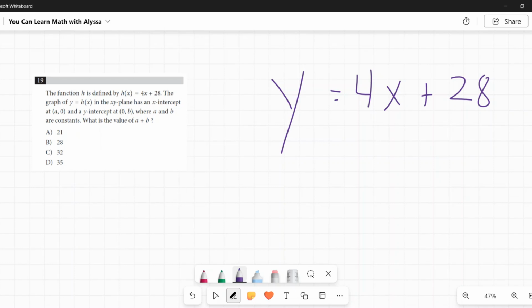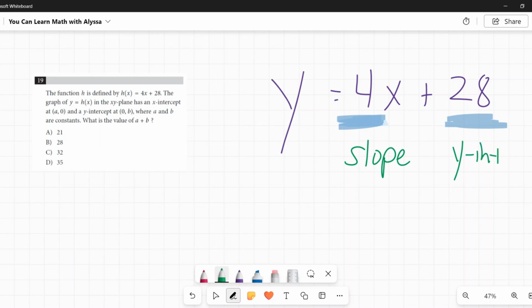So we have y equals 4x plus 28. This is just a line. It's already in y equals mx plus b format. So when we have that mx plus b, I'm going to make this a darker highlighter. There we go. That's our m. That's our b. y equals mx plus b. m is our slope. And our b over here is the y-intercept. Ta-da! So what are they asking for?